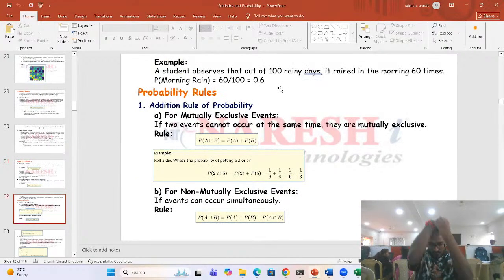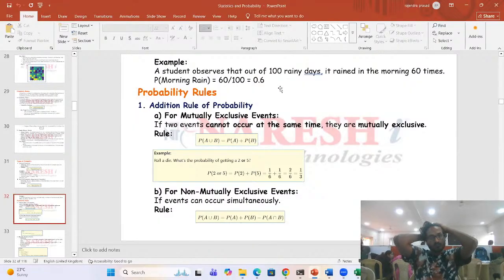For example, you people are observing 100 rainy days. In general, the rainy season will be around 3 months, yes or no? 3 months or 4 months. Let's say 100 days. We are continuously observing 100 days, whether it is raining or not. So whenever you do the observation, it rained around 60 days. Whenever you're observing 100 days, you are able to see rain on 60 days.